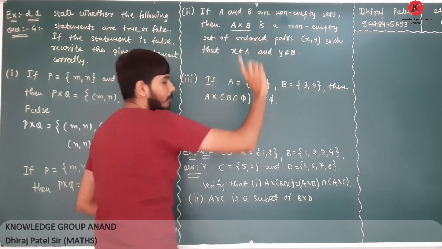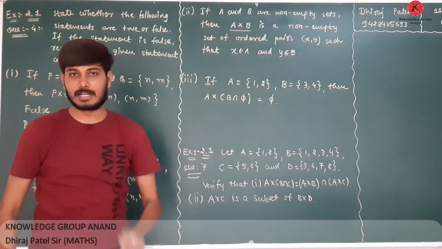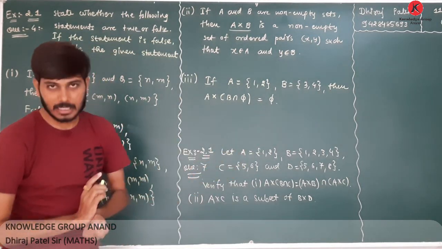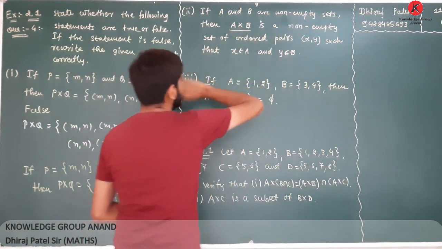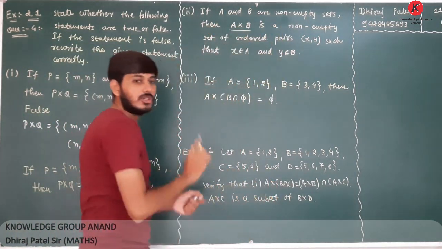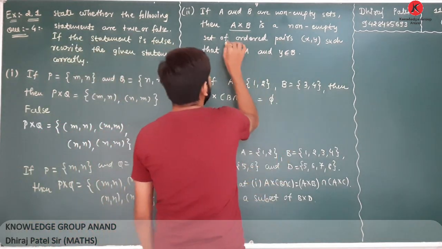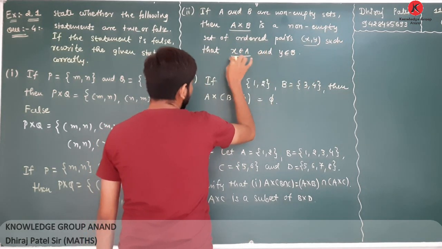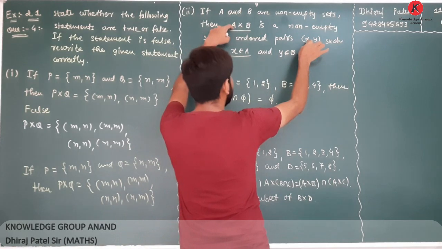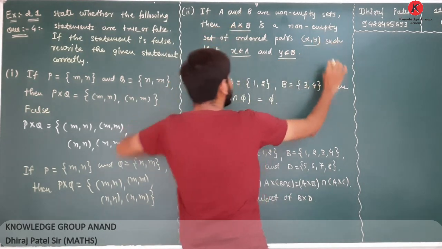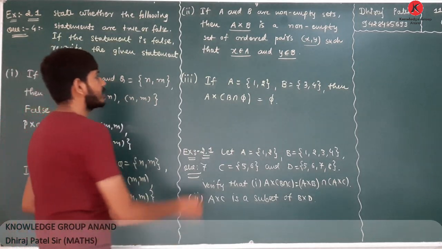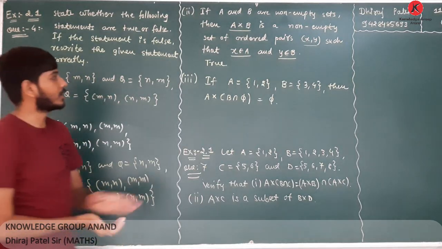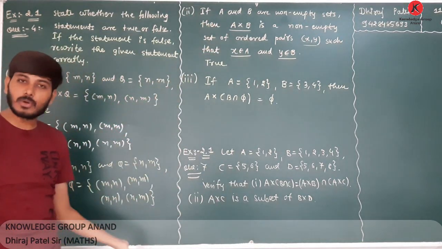We know that this is the definition of A cross B. See here, A cross B is a non-empty set. So if A and B are non-empty, then A cross B must always be non-empty. Okay? If either one is an empty set, then A cross B is the empty set. Clear? But here both are non-empty sets, therefore A cross B must be a non-empty set of ordered pairs (x, y) such that x belongs to A, the first element from set A, and y belongs to B. That means this statement is true. Since it is true, there is no need to rewrite it.